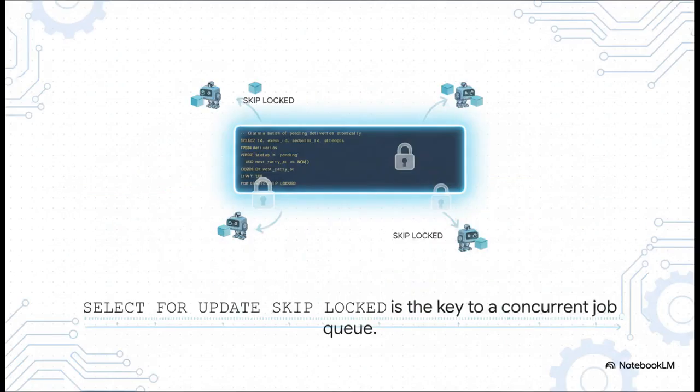So what's the secret sauce here? Well, the magic is this one SQL clause. Select for update, skip locked. This lets a bunch of your workers safely grab jobs from the queue table all at the same time. The for update part locks the rows so nobody else can touch them. And the skip locked part tells all the other workers, hey, if it's locked, just ignore it and move on to the next free one. You get no double processing, no race conditions. It's just elegant and incredibly effective.